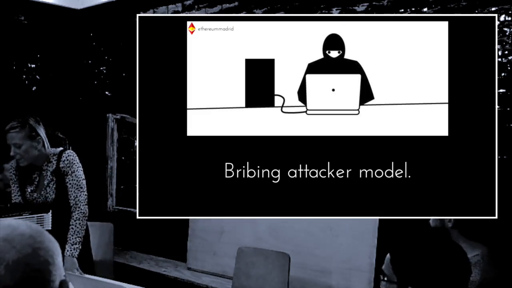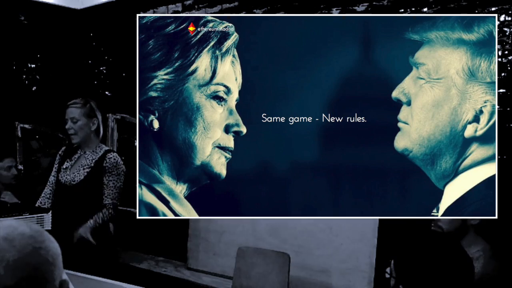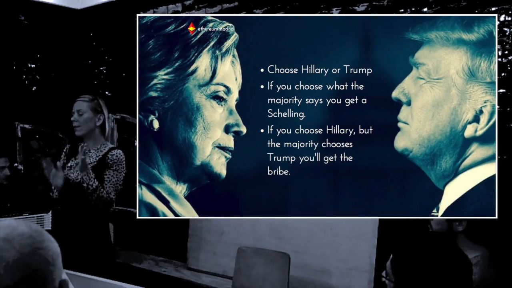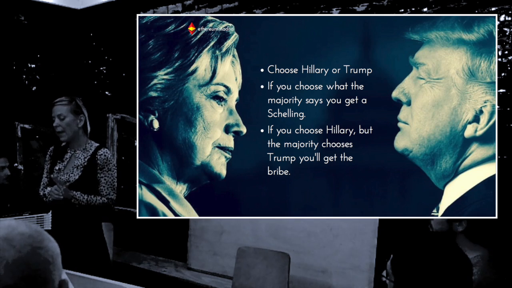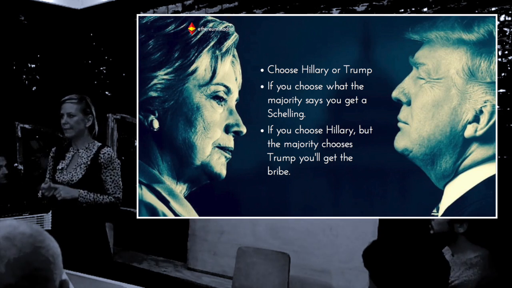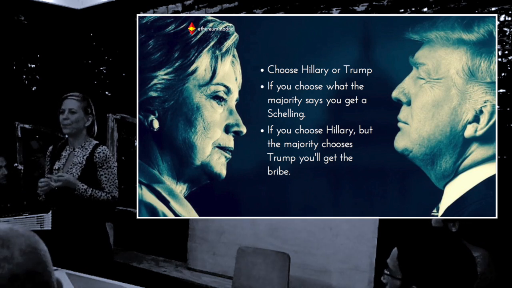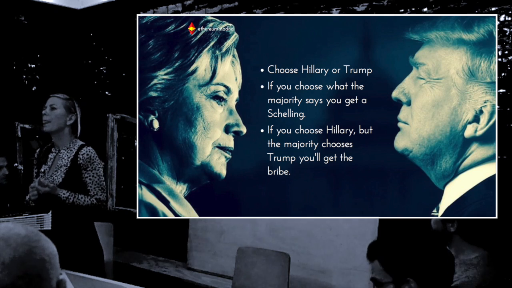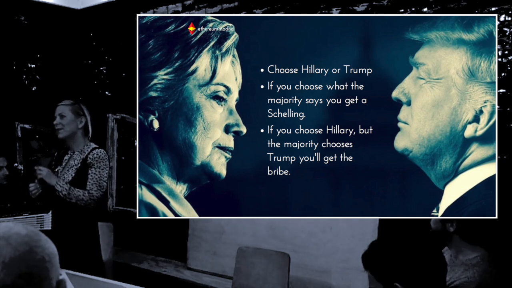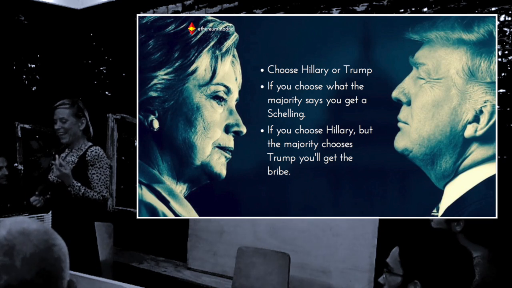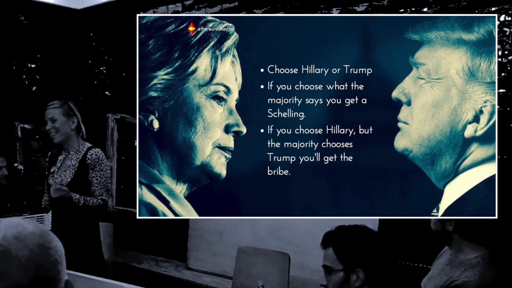By the bribing attack model. So how does this work? Now imagine the same game but with new rules. Again, I ask you, who won the election, Hillary or Trump? And it's the same rule as before: if you say what the majority says, you get a free ice cream. But now I say, I'm an attacker, okay? If you say Hillary, but all the others say Trump, you get 2 ice creams. So now, what would you say then?